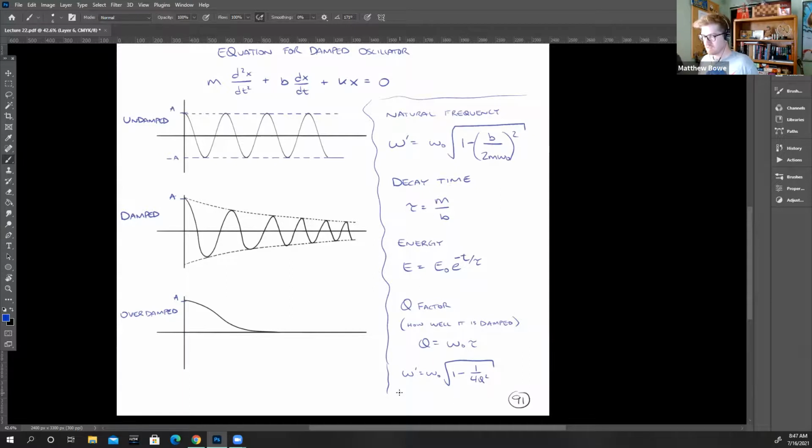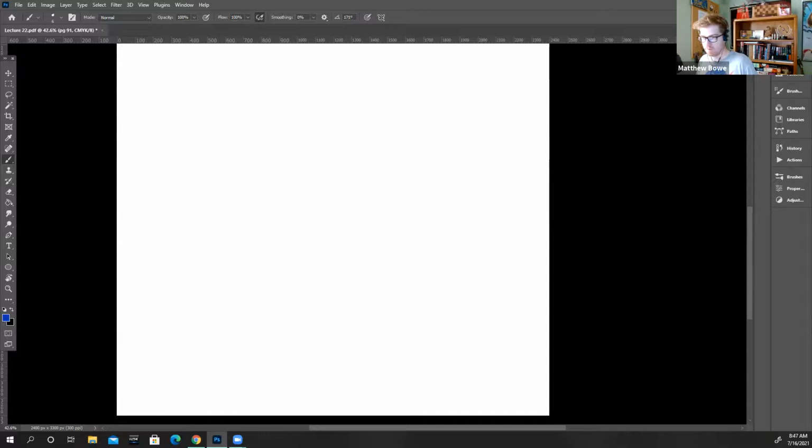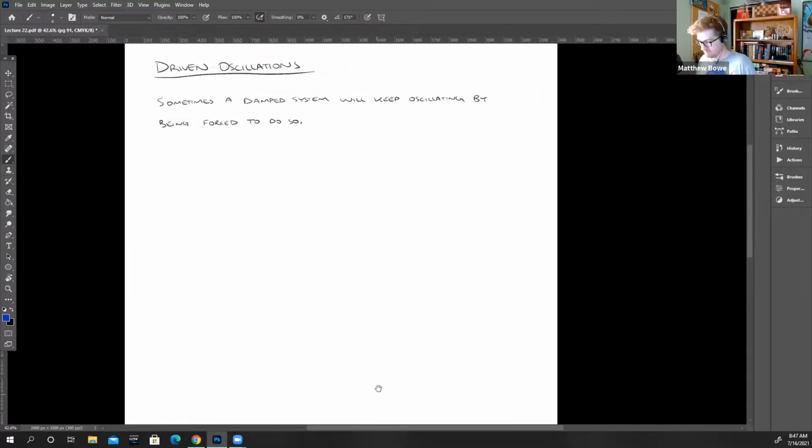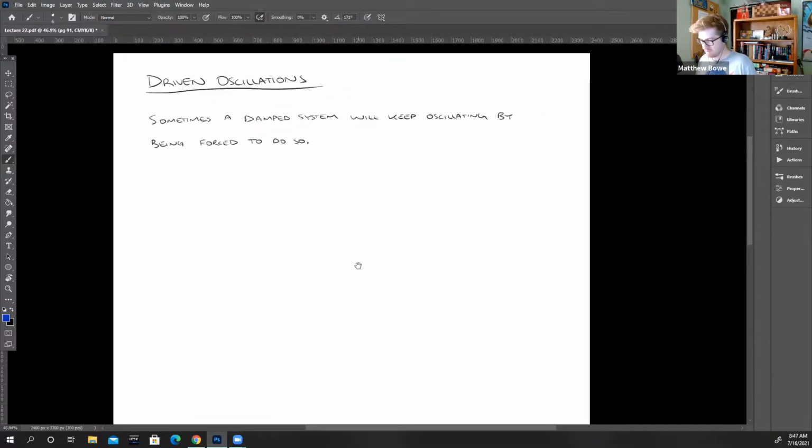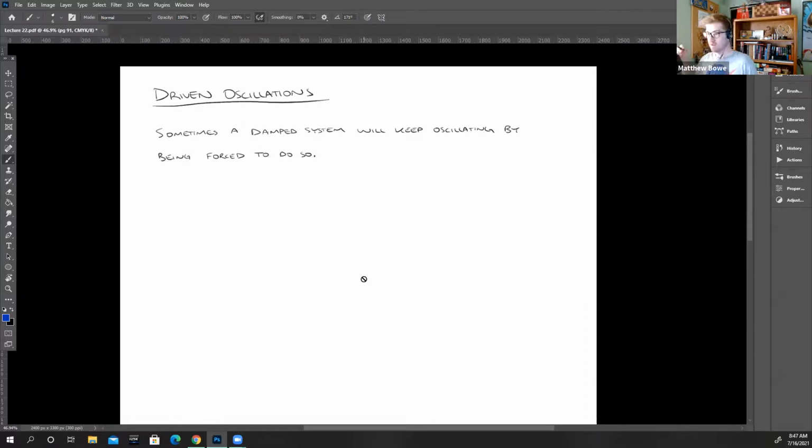There are damped driven oscillations also. That's a mouthful. Sometimes a damped system will keep oscillating. Imagine this oscillating system. It's not perfect, so it's damped. It's slowing down over time.